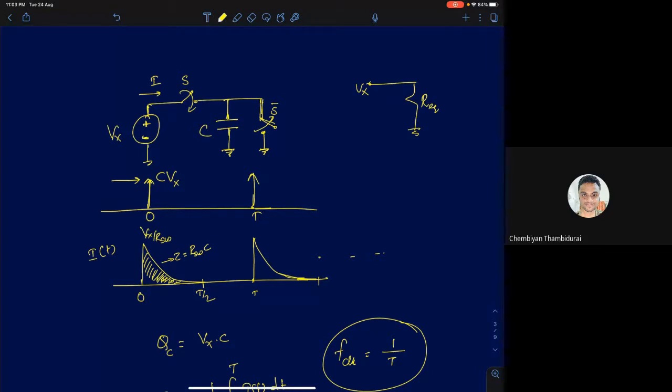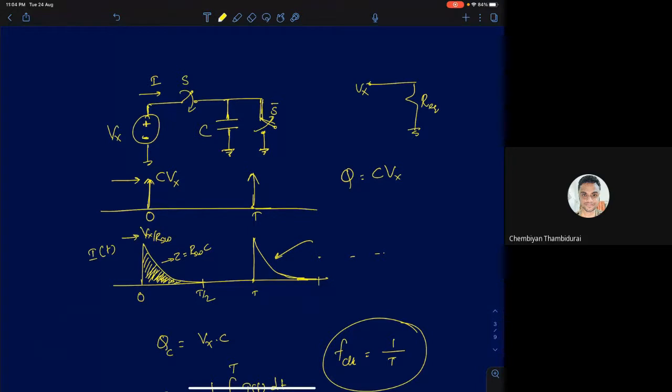Or for a realistic switch resistance, for a practical switch resistance, the waveform is going to look more like this. So Vx by RSW, and it will discharge with the time constant given by RSW into C. Now the area under this graph, the current waveform, is simply its charge. If you integrate current, you get charge. It's the charge that will simply be equal to C times Vx.